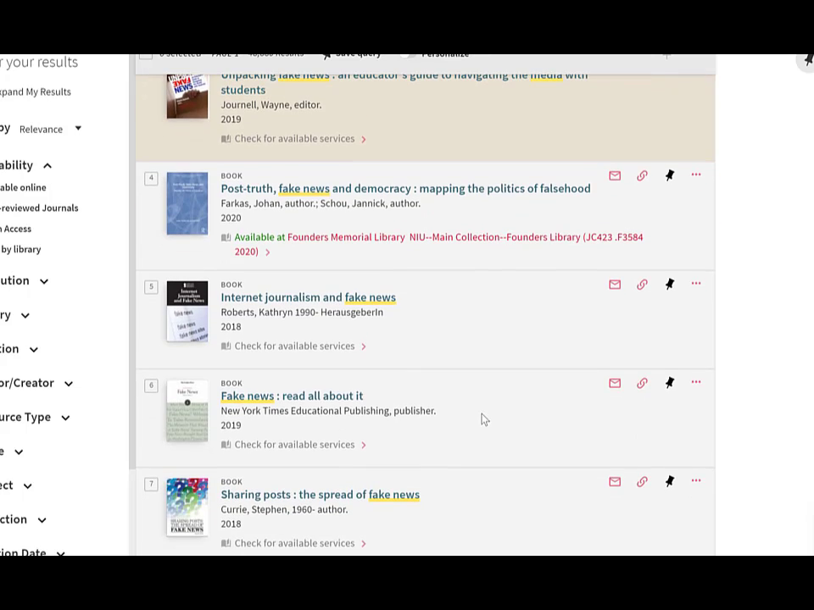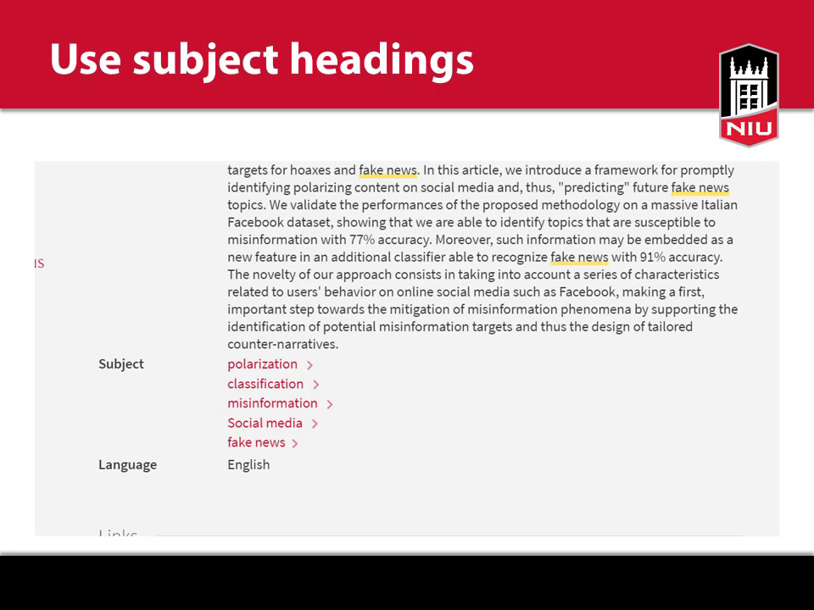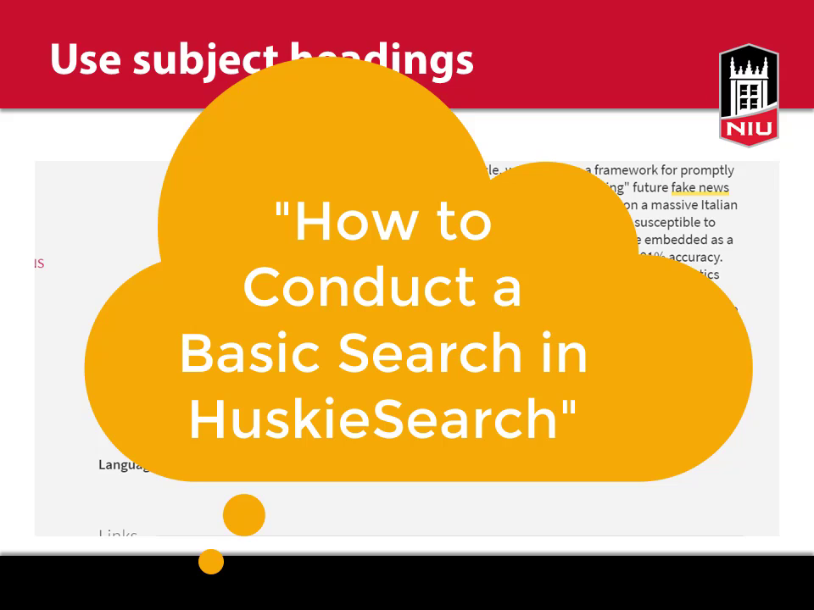And if you find a really useful source, check out the keywords or subject headings, since they can also help you find similar sources. In Husky Search and library databases, subject headings are specific keywords assigned to resources. Using those can help you find more useful resources. Check out the How to Conduct a Basic Search in Husky Search tutorial for more information on finding resources.